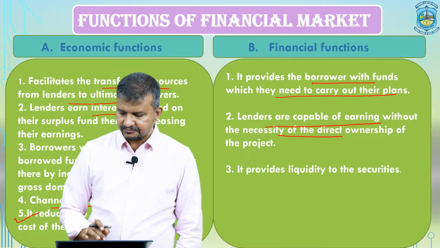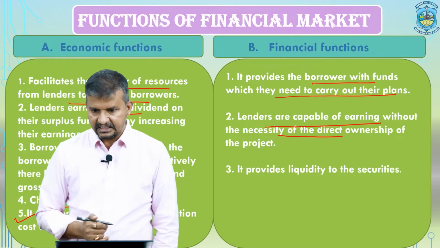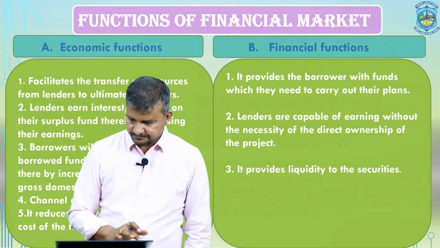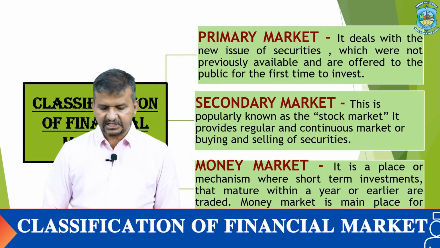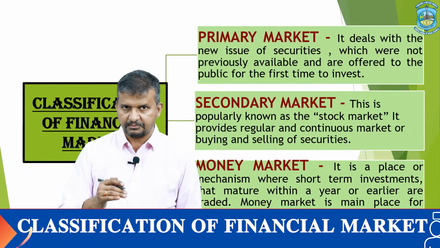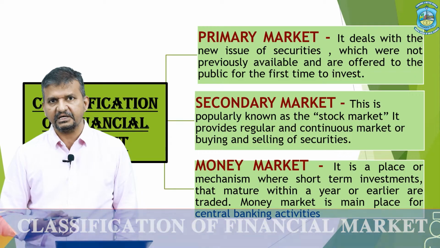We have a ready market for securities where people are buying and selling. So, there is a liquidity component available to the borrowers. Then we have classification of the financial market. When we talk about classification, it is classified into 3 parts. First is the primary market, then the secondary market and then the money market.